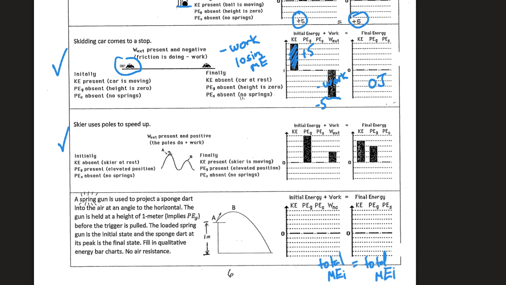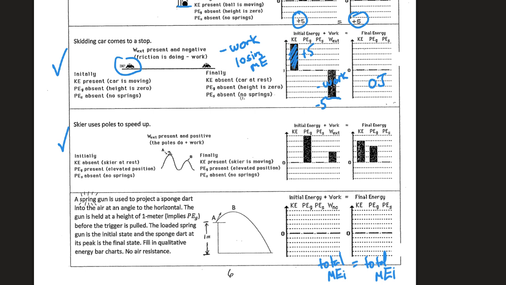So if we're going from A to B, for example, in this picture, a spring-loaded gun is used to project a dart. That sounds like a Nerf gun, right? A spring gun, that's a Nerf gun. And it's launched at some angle, and it's held at 1 meter above the ground. So it has spring energy, before the trigger has been pulled. The loaded spring is in the initial state, and the sponge dart at its peak is the final state.